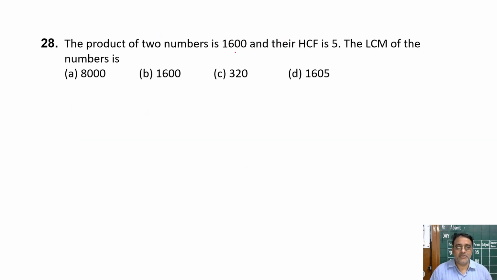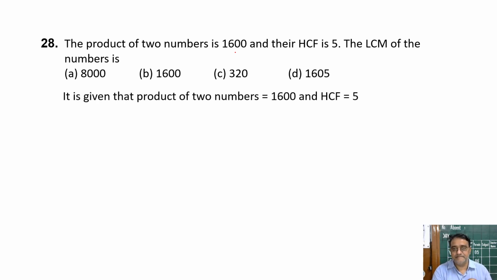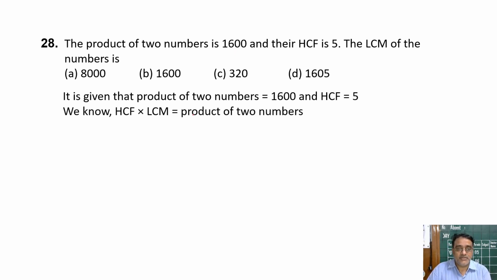So now we are moving toward question number 28. There are 30 questions in total, and 2 questions remain. The product of 2 numbers is 1600 and their HCF is 5. The LCM of the numbers is, so what is given: the product of 2 numbers is 1600 and HCF is equal to 5. And we know that HCF into LCM is equal to the product of 2 numbers. So we substitute the HCF, 5, and this is 1600. And LCM is equal to 1600 divided by 5. What is the final answer? 320. 320. Very good.